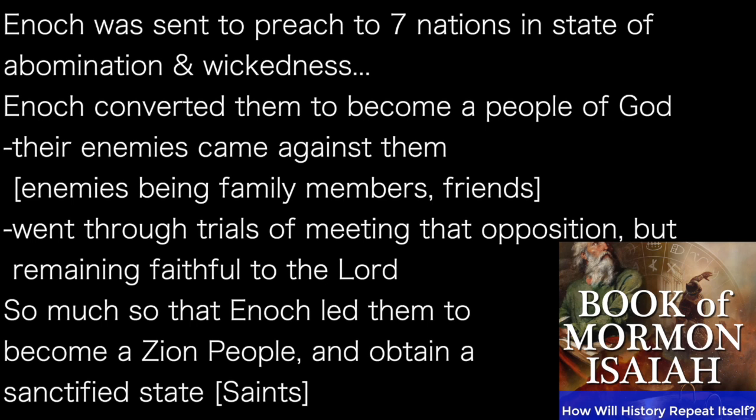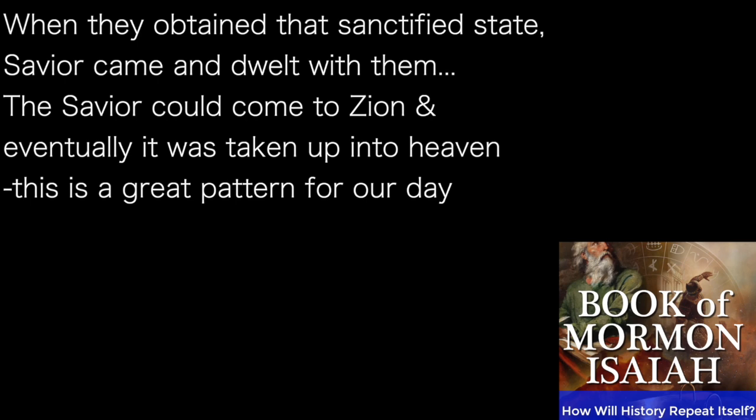And their enemies came against them, their enemies being former friends, associates, family members perhaps. And they went through a series of trials of meeting that opposition and remaining faithful to the Lord, so much so that eventually Enoch led them to become a Zion people. They attained a sanctified state from being wicked, being full of iniquity and so forth, to becoming a sanctified people of God. And then when they reached that sanctified state and purified their lives, and there was no more iniquity in them, then the Savior came and dwelt with them. Or the Savior could come to Zion, and eventually Zion was taken up into heaven.